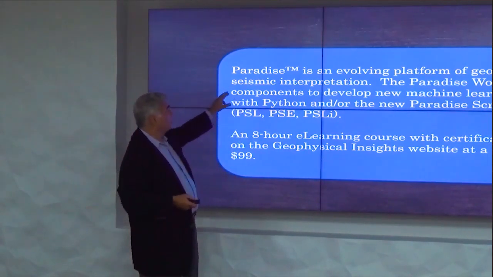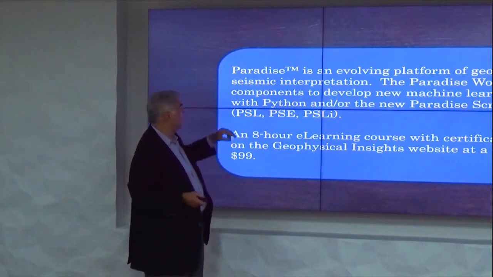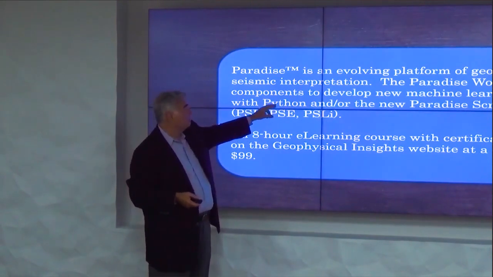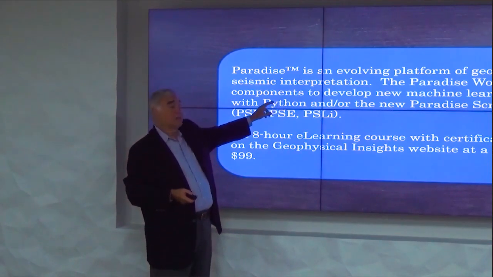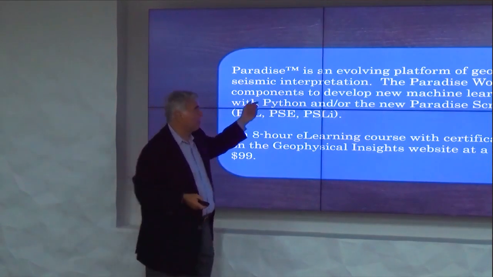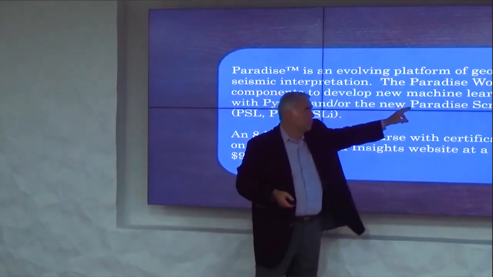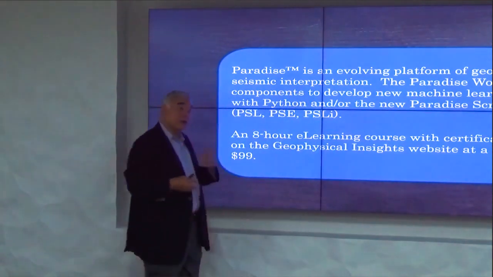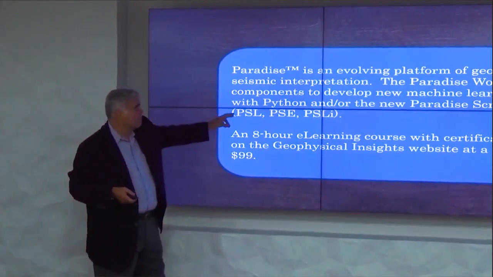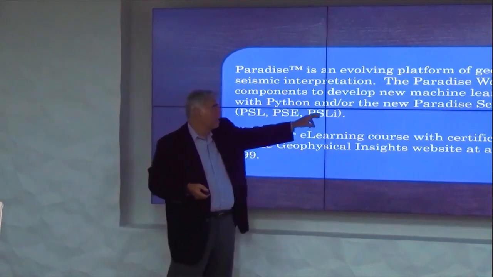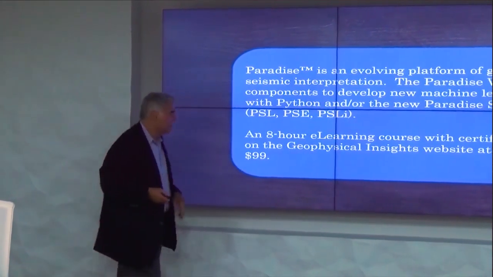So the workbench includes components to develop new machine learning, but also if you wanted to write Python script, for example, new algorithms, knock yourself out because that's also part of the package. And there's a scripting language called Paradise Scripting Language, which is our numerical engine under the hood, and you will have access to use that. There is the language itself, the editor, and then the interactive commands that are used to operate this.